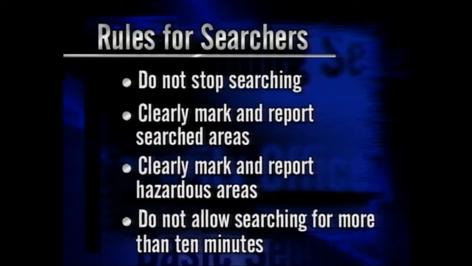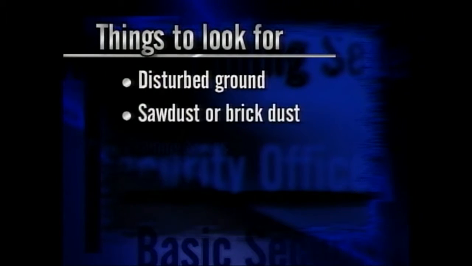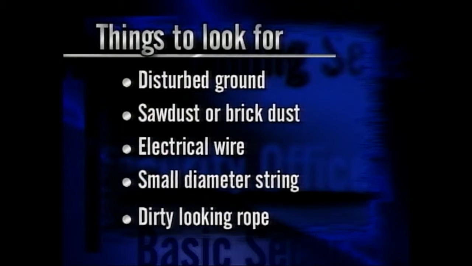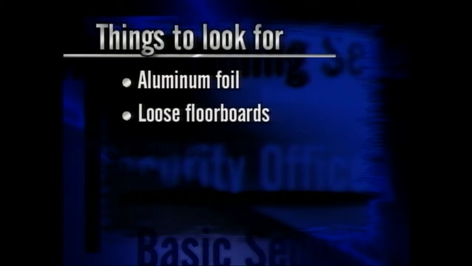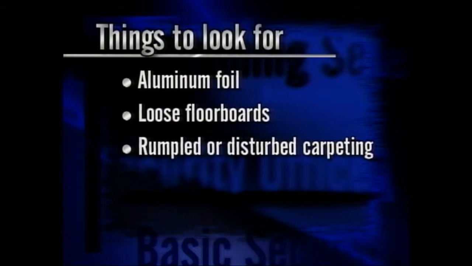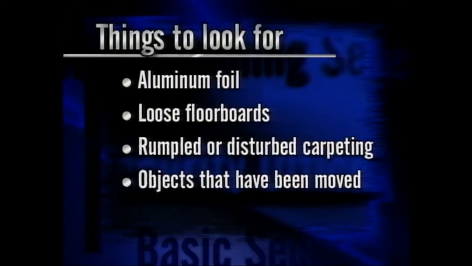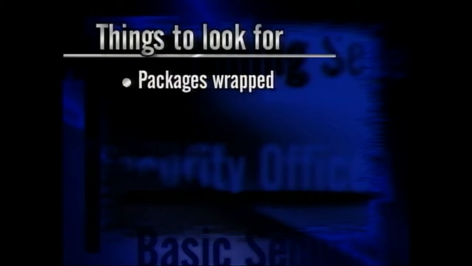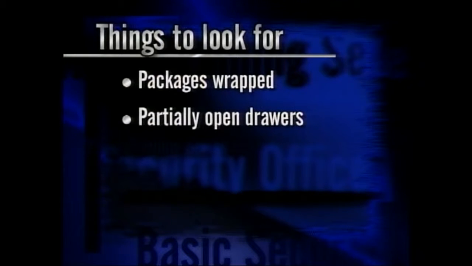Things to look for while conducting a bomb search include the following: recently disturbed ground, sawdust or brick dust, electrical wire or electrical wiring tape, small diameter string or fishing line, dirty looking rope, possibly a fuse, aluminum foil, loose floorboards, rumpled or disturbed carpeting, objects that have been moved, objects that do not belong in that area, packages wrapped in paper that have grease or oil spots, and finally, partially open drawers.